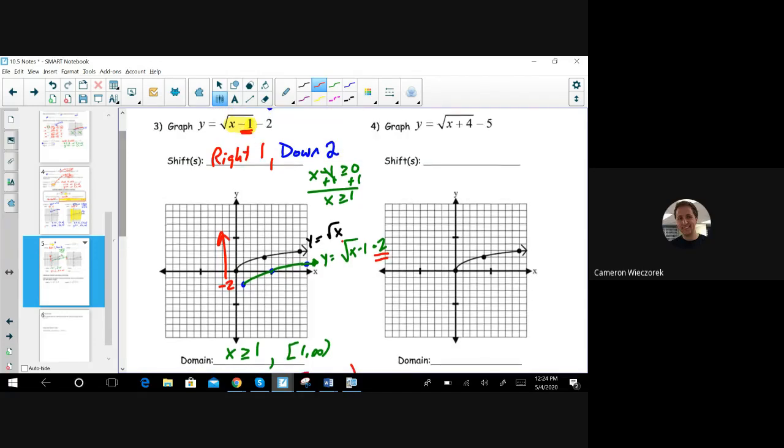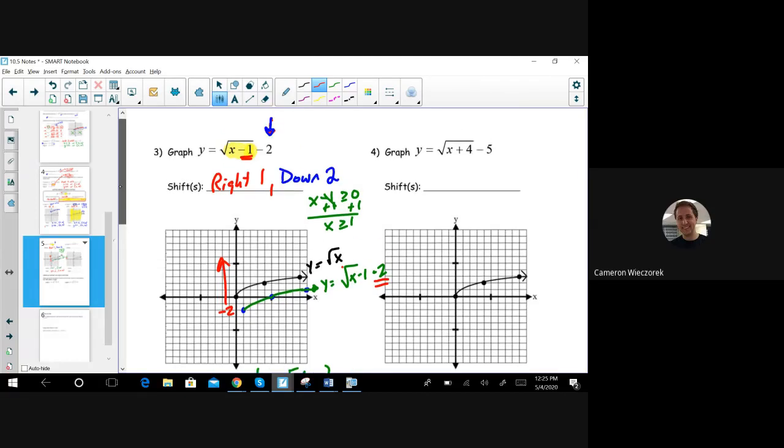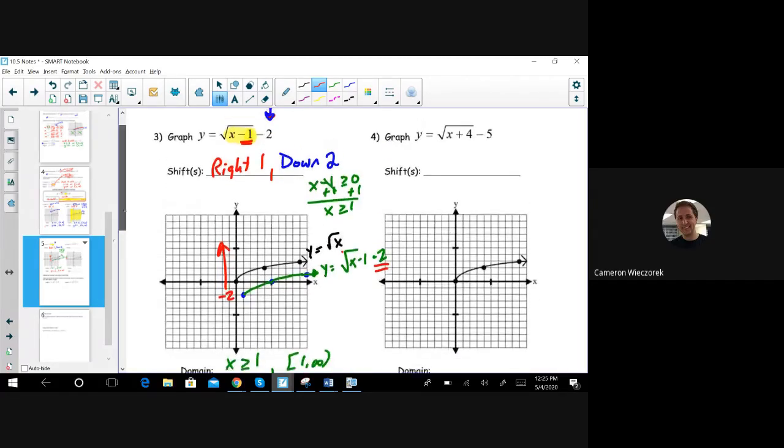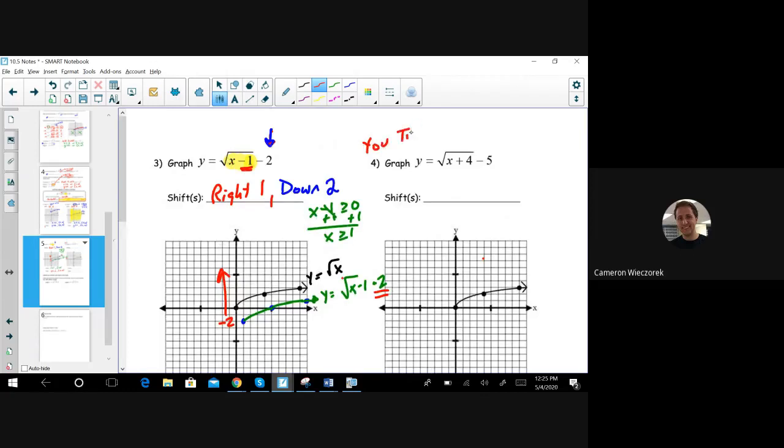Last one here, we've got y equals rad x plus 4 minus 5. This one I would like you to try, and then I'll put an answer on the screen for you. So pause me, try this one out. You're going to graph it, tell me what the shifts are, and then you're going to mention what the domain and what the range are. So pause me for a minute, and I'll put the answer up.